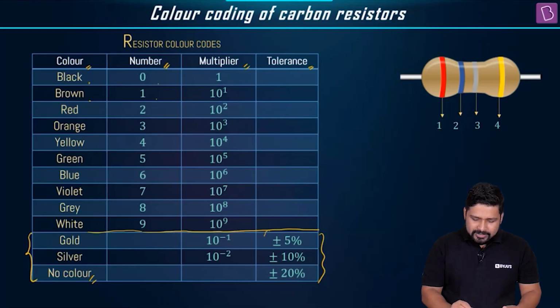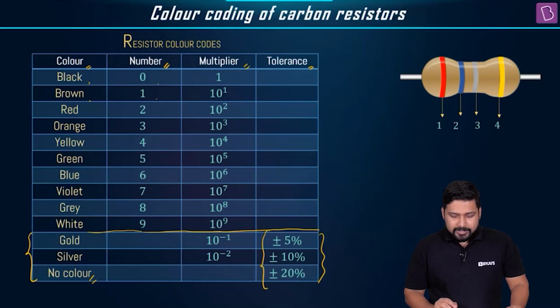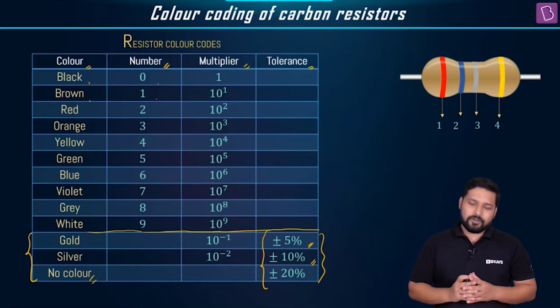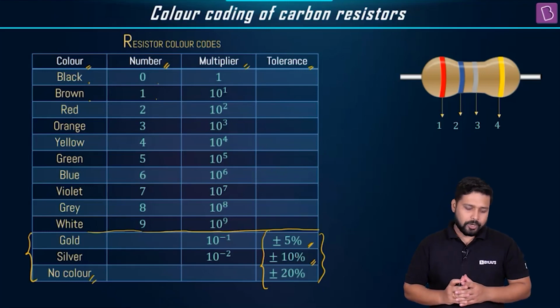Now what you need to see is that these three correspond to tolerance as well, which means that if there is a carbon resistor and it has 4 bands or 4 rings, the last ring can be either gold or silver. If it is not there, it means it will have only 3 and the last one will go for no color, and then it will correspond to 20% of variance, or tolerance.